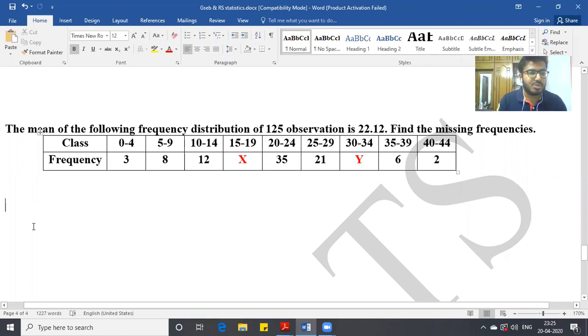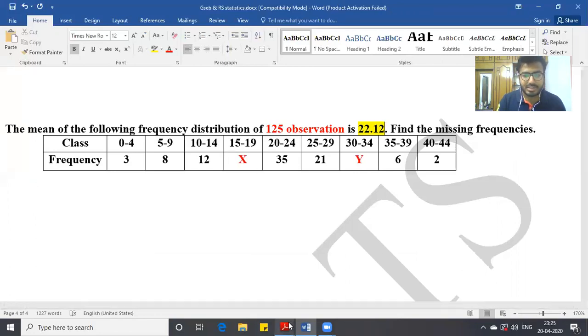Now first we'll look into the question. The mean of the following frequency distribution of 125 observations. It is given that it is how many observations? 125 observations. Normally it is not given. And then what is the mean? It is given as 22.12. So 125 is the total observation and 22.12 is the mean. So find the missing frequency. We have to calculate the values of X and Y.